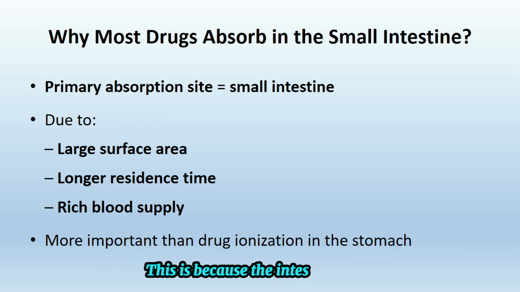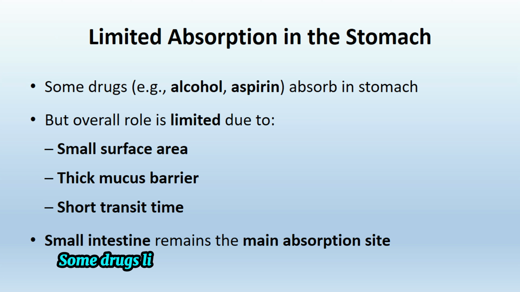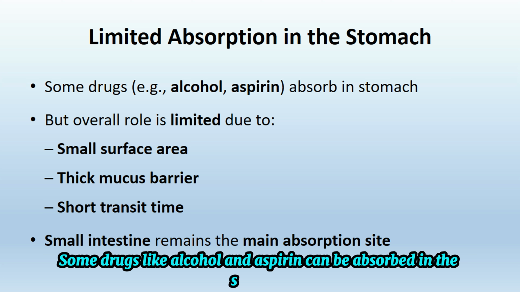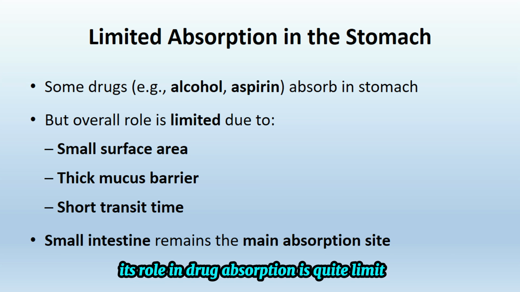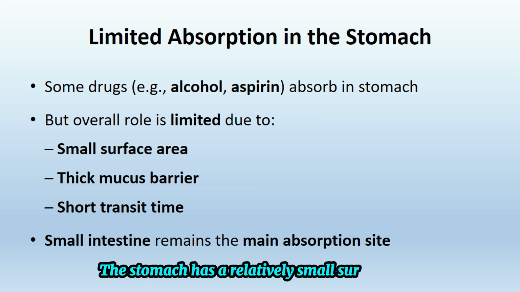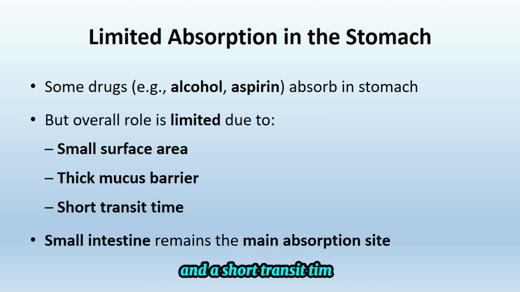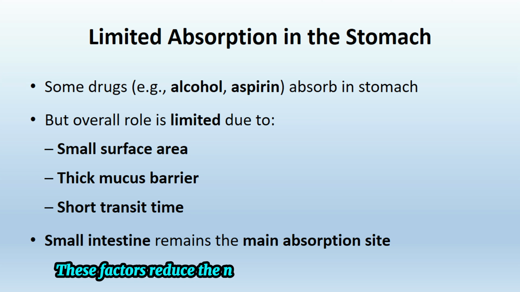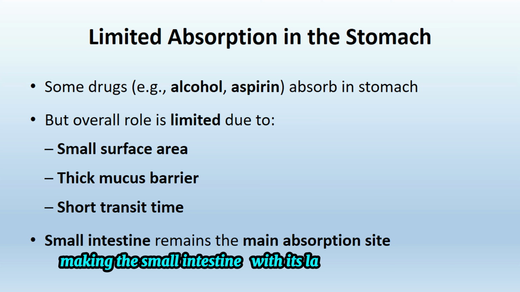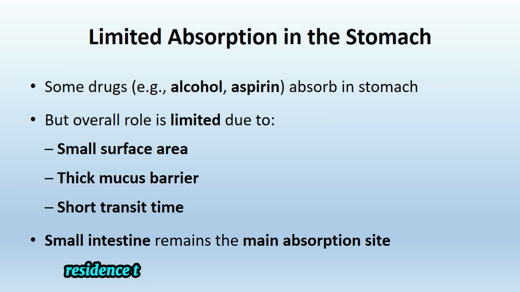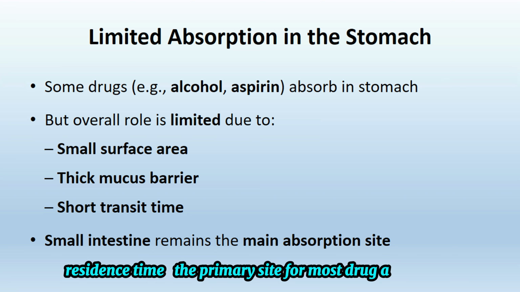This is because the intestine has a much larger surface area, longer residence time, and a rich blood supply. Some drugs like alcohol and aspirin can be absorbed in the stomach, but overall, its role in drug absorption is quite limited. The stomach has a relatively small surface area, a thick protective mucus layer, and a short transit time. These factors reduce the number of effective absorption sites, making the small intestine, with its large surface area and longer residence time, the primary site for most drug absorption.